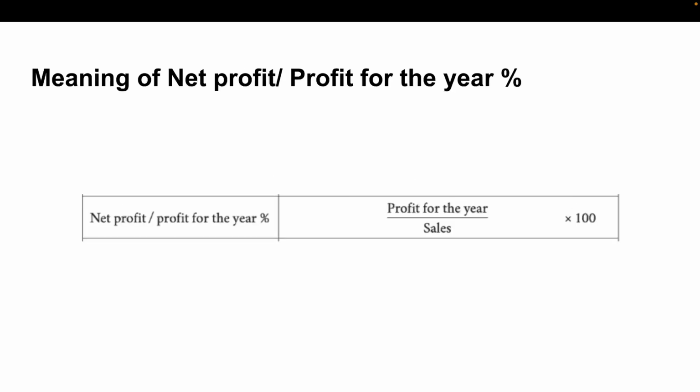Moving on to the next one, which is net profit, or profit for the year percentage. This is the kind of profitability metric that most businesses will look at. The formula is profit for the year divided by sales times 100. So if your net profit was $39,300 and the sales were $480,000, the net profit percent would be 8.2%.